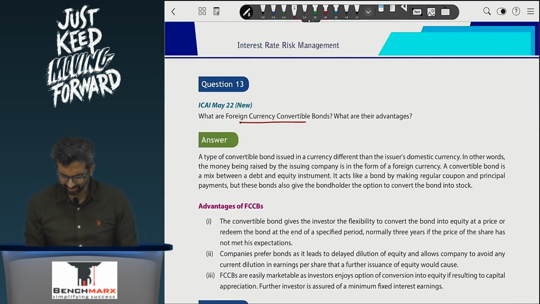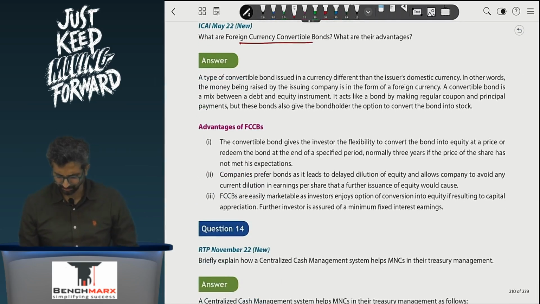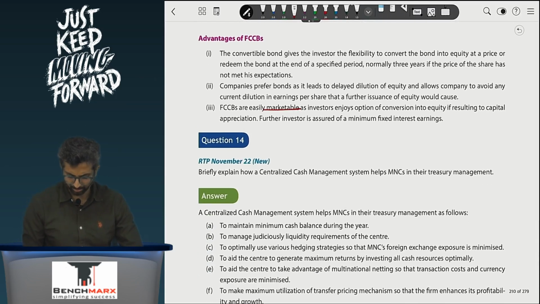What are FCCB? We have done this earlier with a few advantages. They give the investor the flexibility to get the money back or convert into bonds. Companies don't have to issue equity today, they can delay, issue it in the future. FCCBs are marketable, companies prefer these bonds and it results in delayed dilution. Convertible bond gives the investor the flexibility to convert the bond.